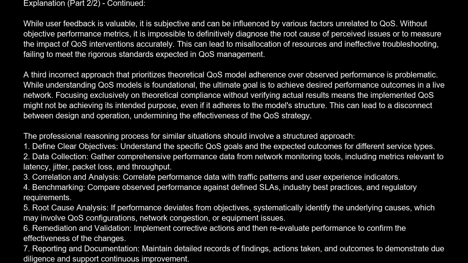5. Root cause analysis. If performance deviates from objectives, systematically identify the underlying causes, which may involve QoS configurations, network congestion, or equipment issues. 6. Remediation and validation. Implement corrective actions and then re-evaluate performance to confirm the effectiveness of the changes. 7. Reporting and documentation. Maintain detailed records of findings, actions taken, and outcomes to demonstrate due diligence and support continuous improvement.